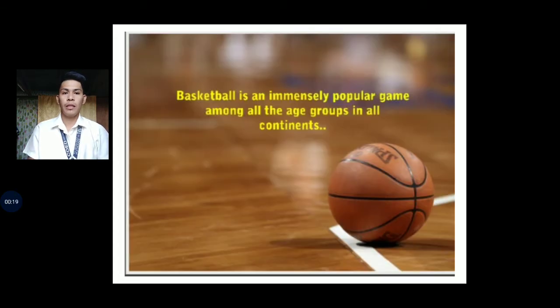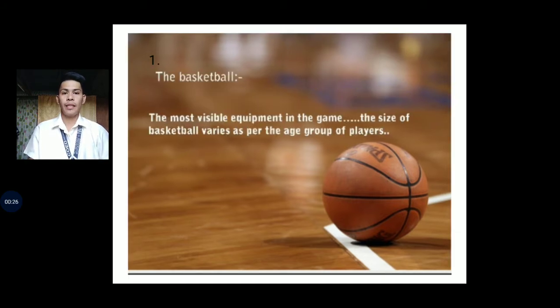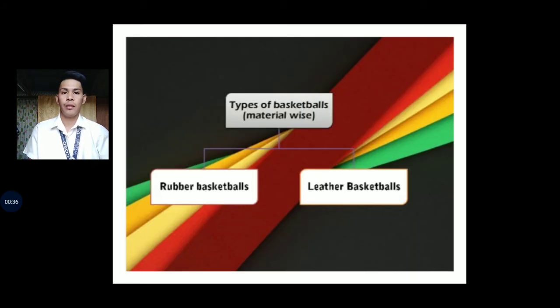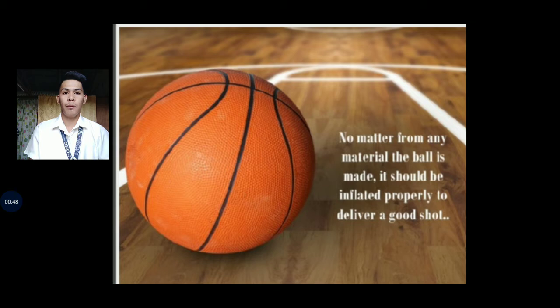Okay, basketball is an immensely popular game among all age groups on all continents. First, equipment: the basketball. The most visible equipment in the game, the size of the basketball varies as per the age group of players. Here are the types of basketballs, material-wise: the rubber basketballs and the leather basketballs. No matter what material the ball is made from, it should be inflated properly to deliver a good shot.